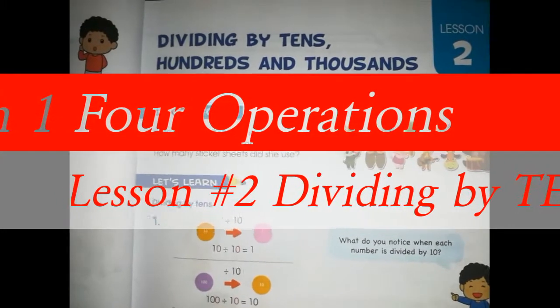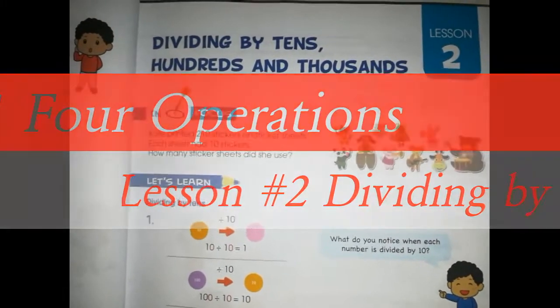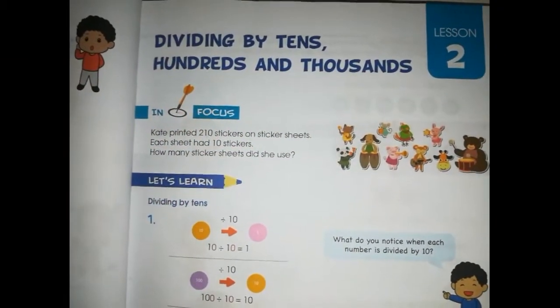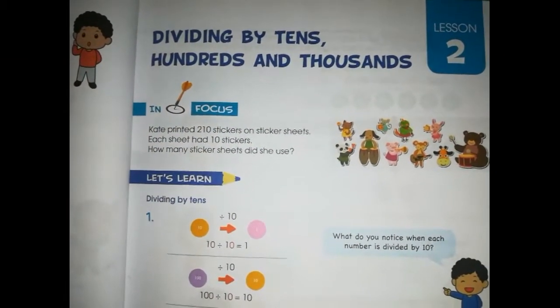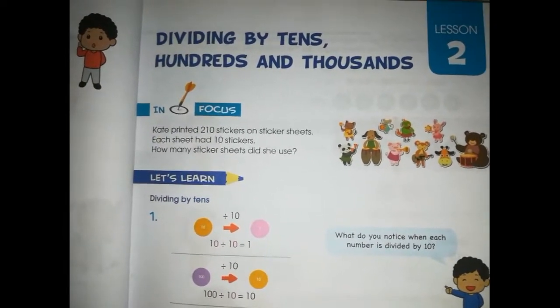Today we will start from lesson number 2 of chapter number 1, that is four operations. Lesson number 2 is dividing by tens, hundreds and thousands. Today we will learn only about dividing by tens.